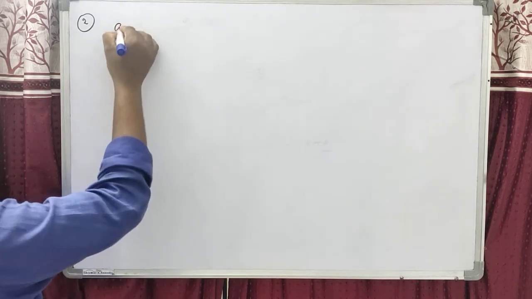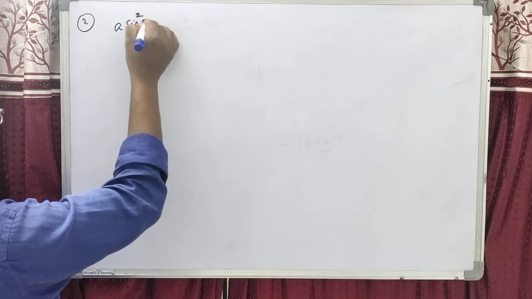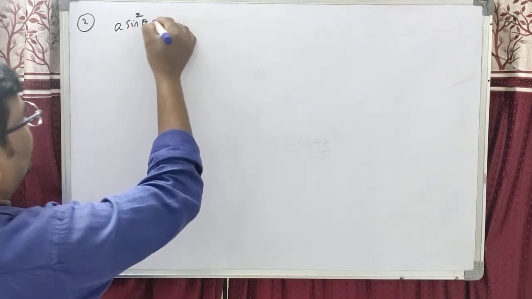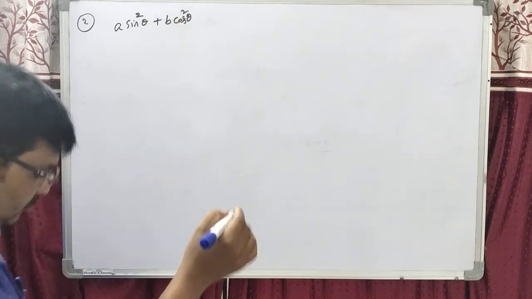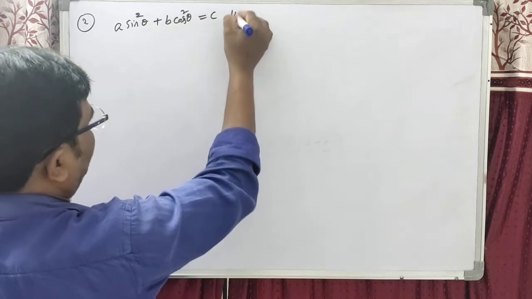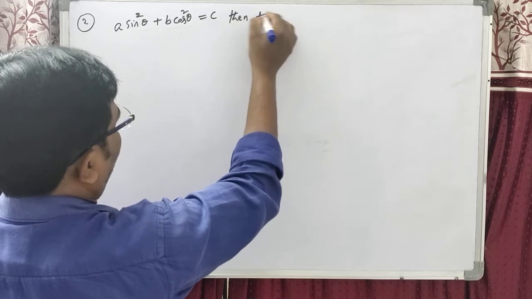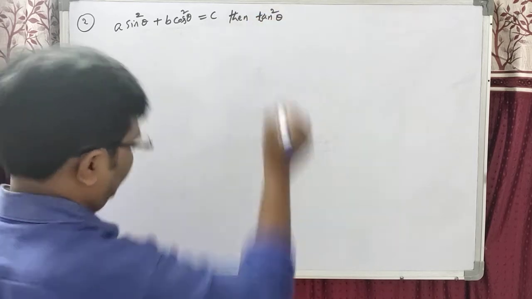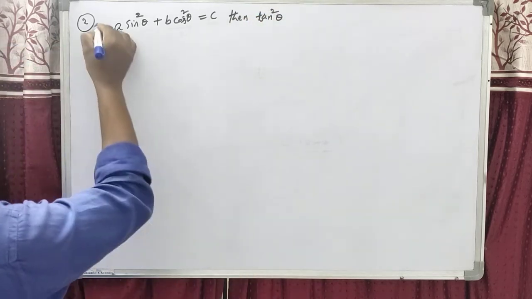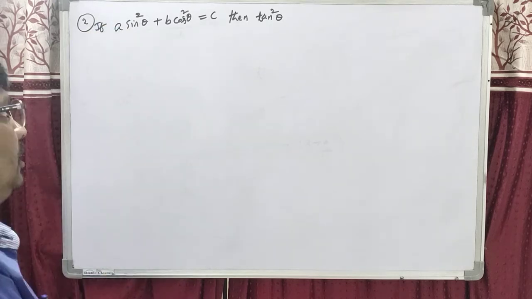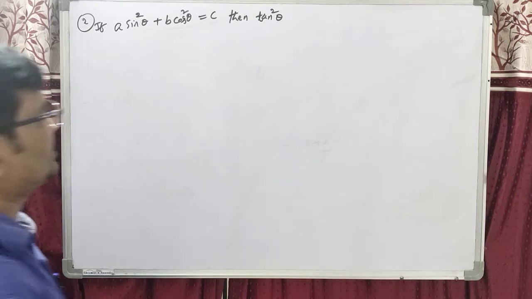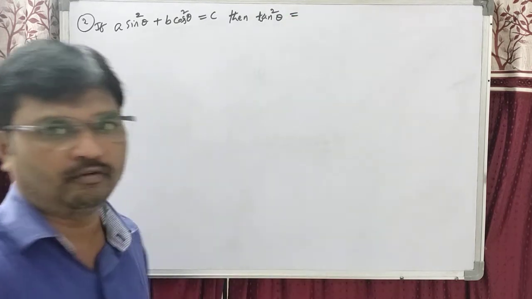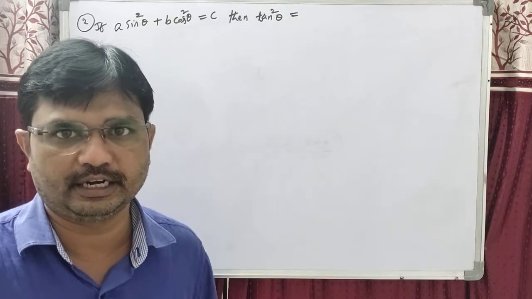Dear students, one more question: A into sin square theta plus B cos square theta equals C. Then find the value of tan square theta. Okay, students, then the value of tan square theta. Dear students, now we find the value of tan square theta.